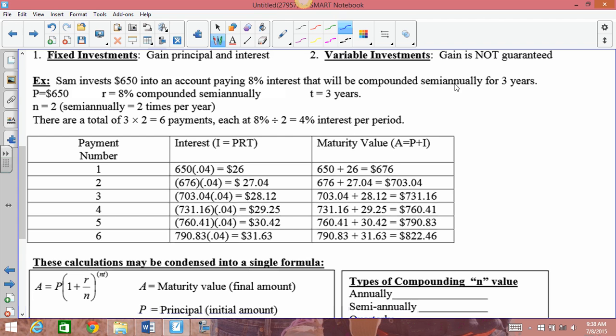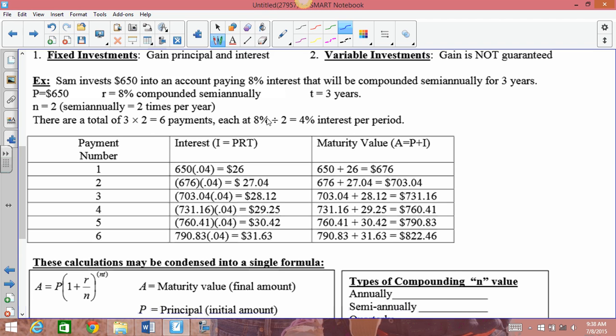So I'm compounding it semi-annually for 3 years. So my time is 3 years. Since it's semi-annually, if you think about it, a store has a semi-annual sale that happens twice a year, so my N is 2. So if I'm going to get 2 payouts a year, in the total of the 3 years, I'm going to have 6 payouts.